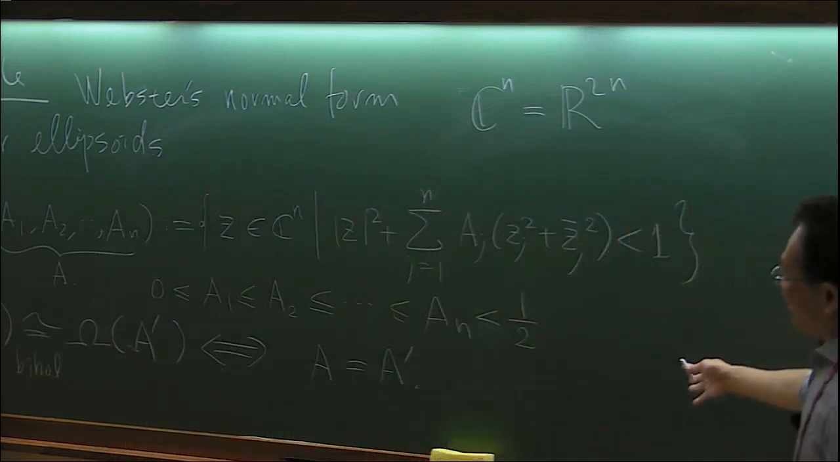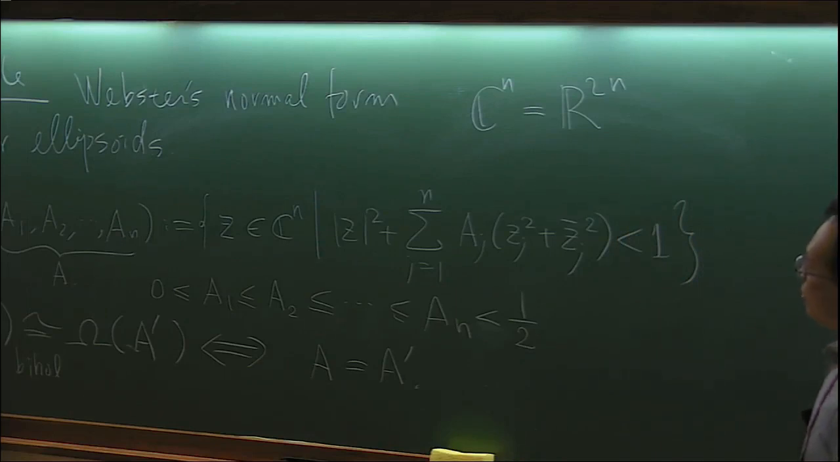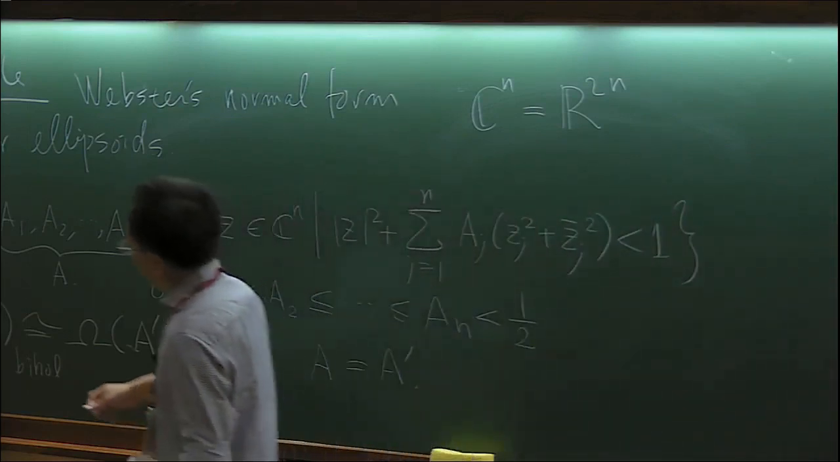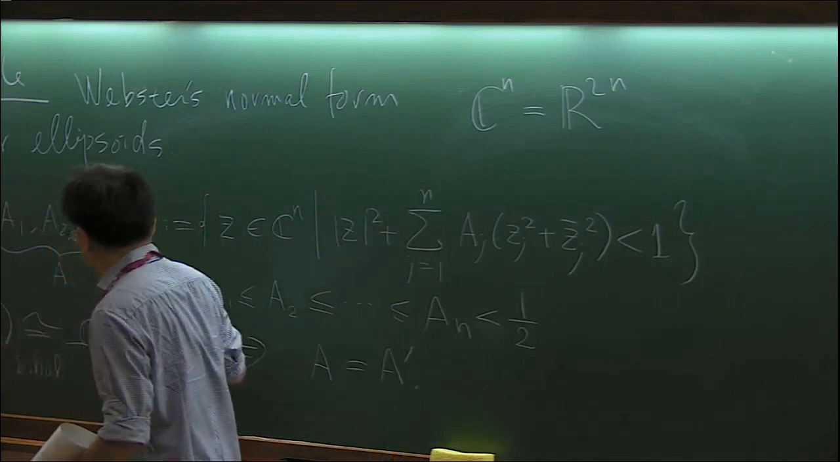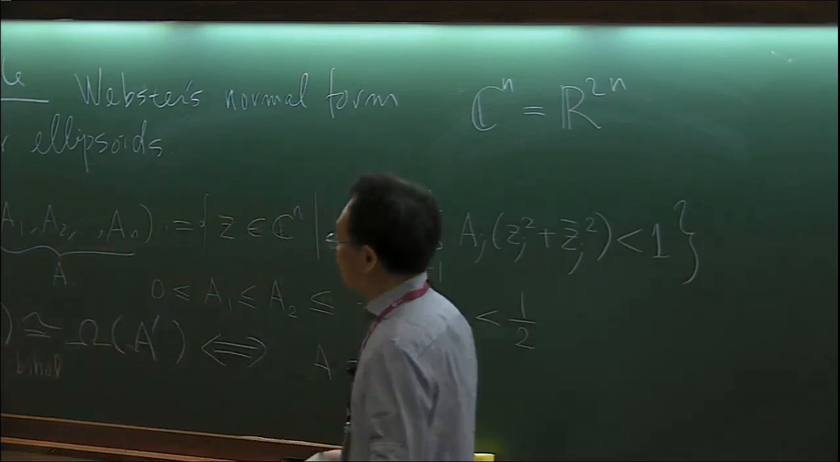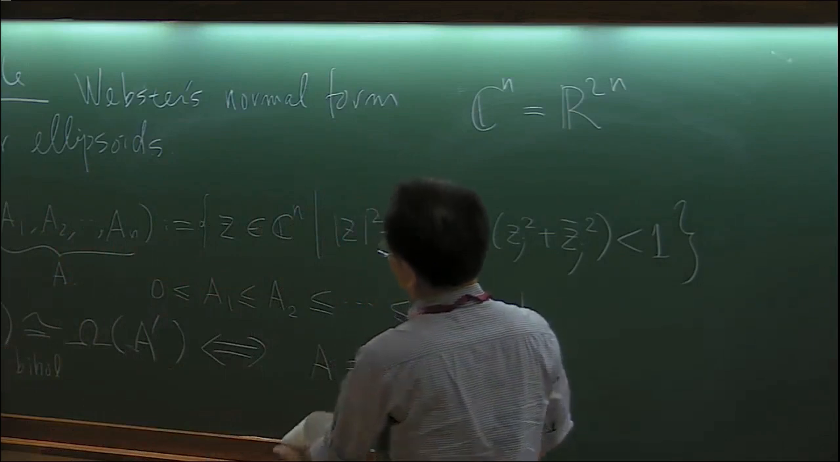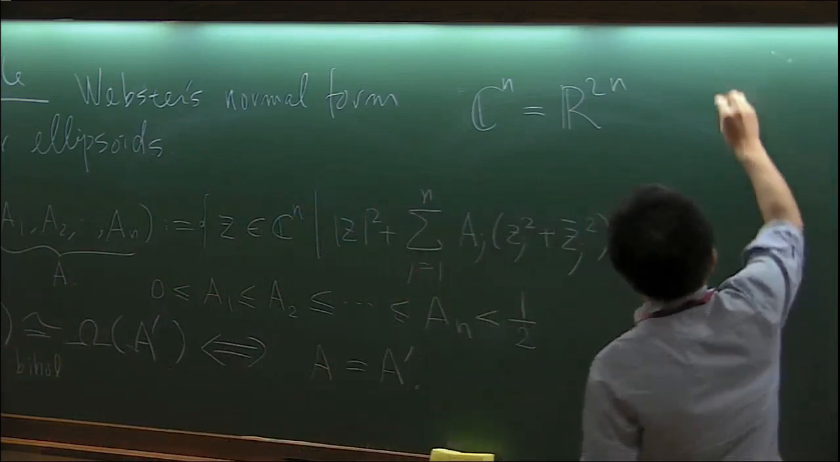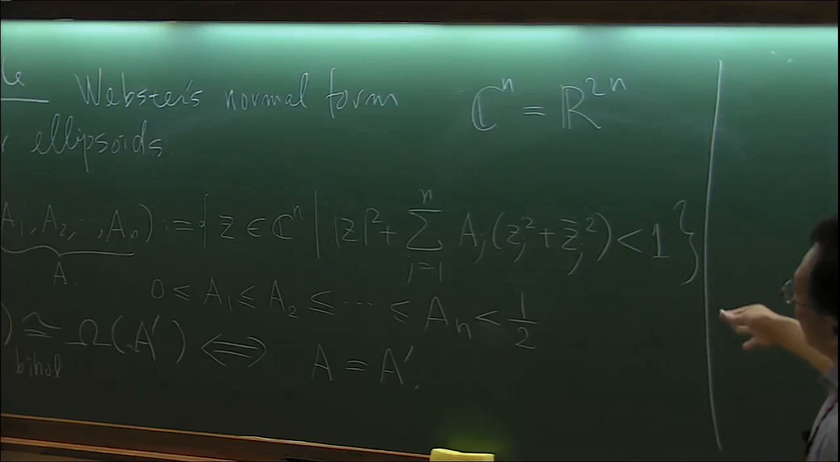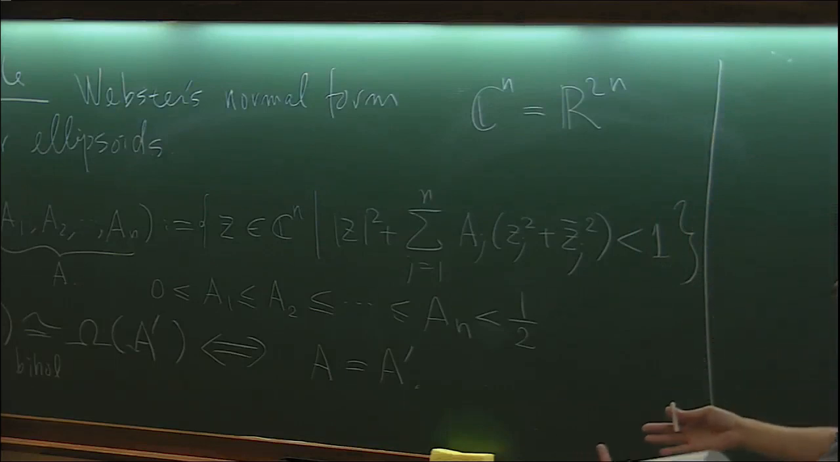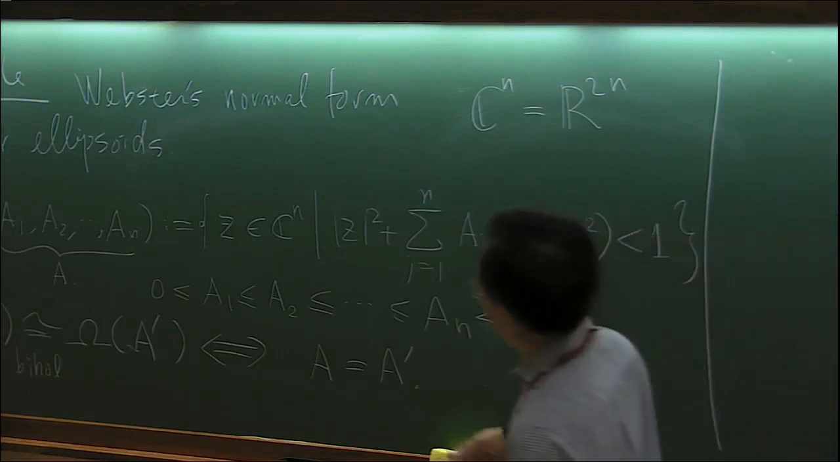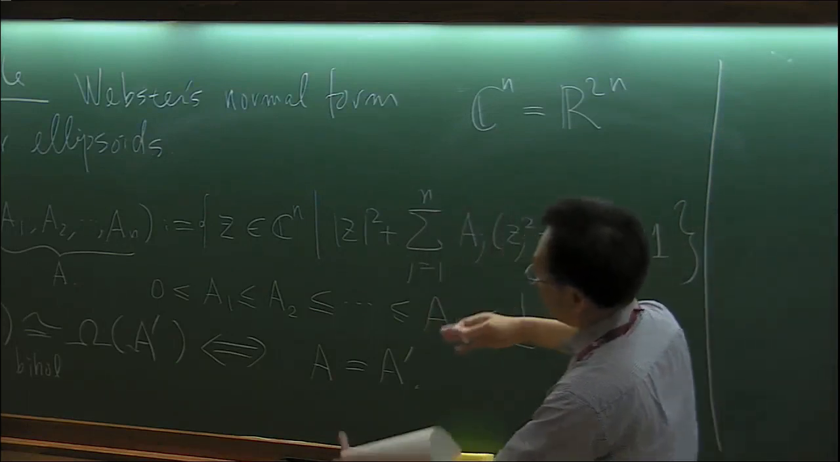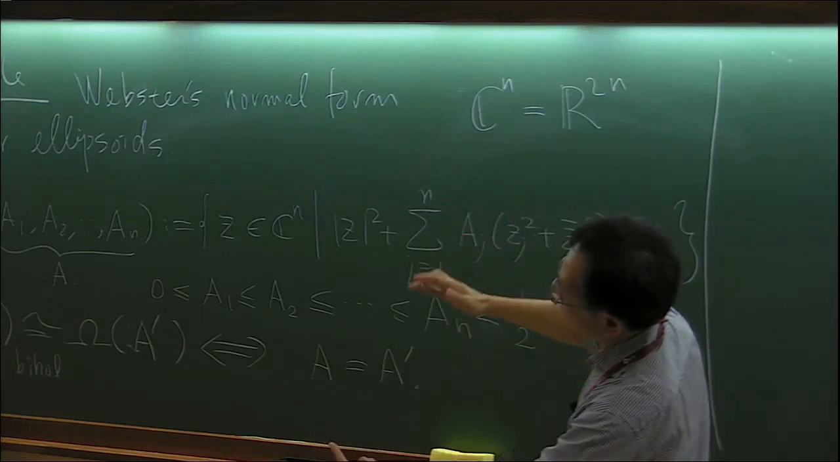The proof is not easy. So Webster used the reflection principle in higher dimensions and showed that any biholomorphic map between these two should be complex linear. Then you can classify it. But that part is not easy. So I won't go into the detail about this, but this tells you there are at least n-dimensional inequivalent classes. So if Aj is small, this is very close to the ball.